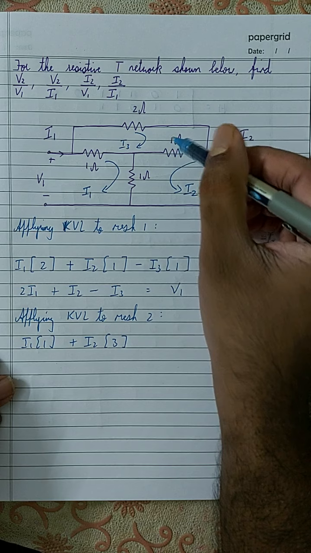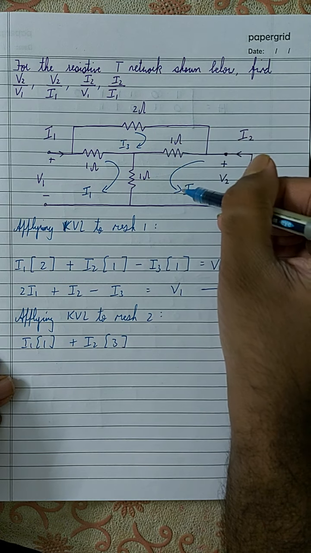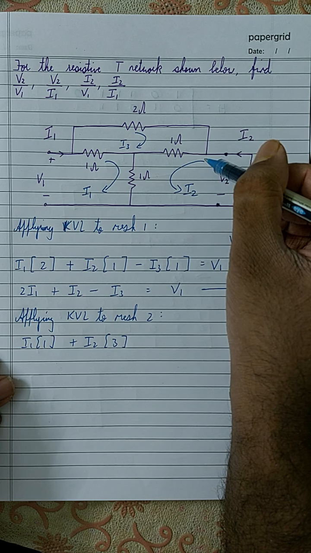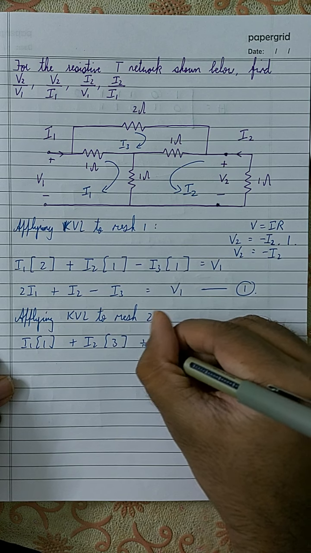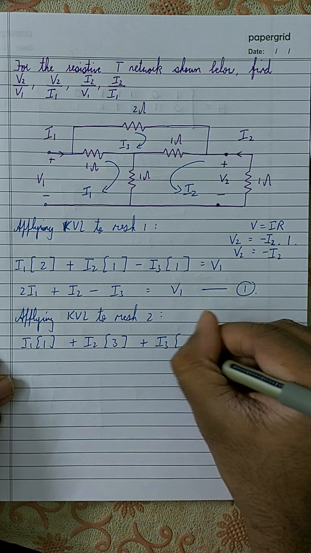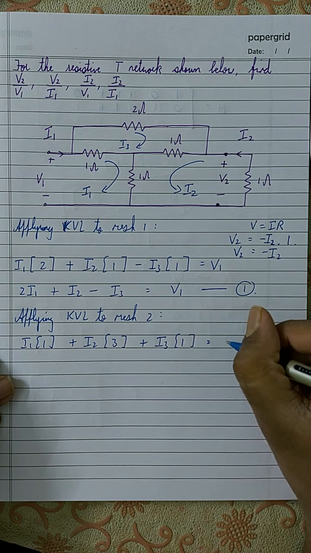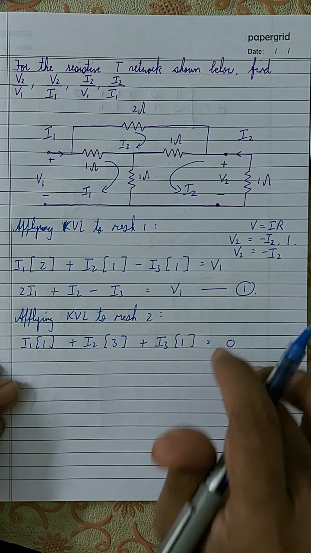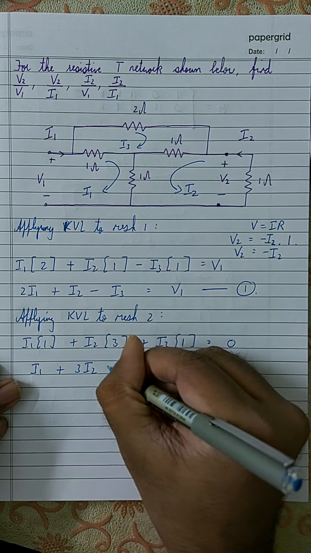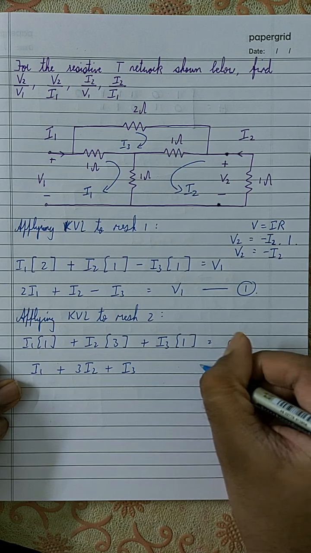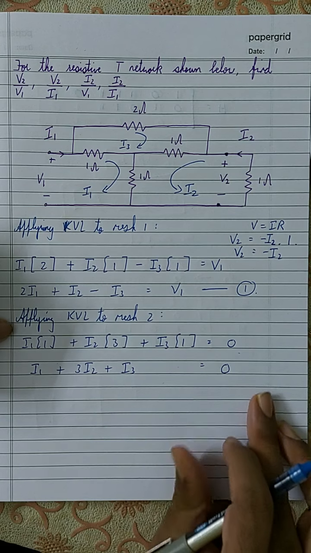I2 and I3 are also flowing the same direction, right? If you look at this resistor, both I3 and I2 are flowing from right to left. Both of them are flowing in the same direction. So it's also plus I3. Plus I3 into 1 is equal to, there is no voltage source, so it is equal to 0. Or I can say that the equation is I1 plus 3I2 plus I3 is equal to 0. Okay, so that is the equation for mesh 2.